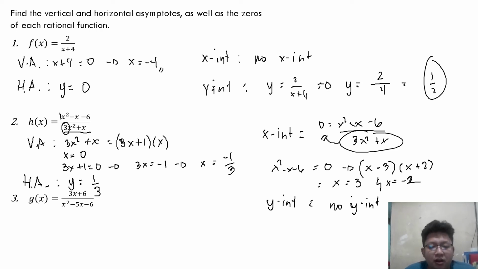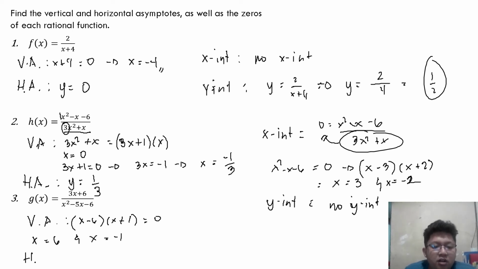Next naman. For number 3, we have another rule. But before we discuss that, let's find first the vertical asymptote. So, we have here x squared minus 5x minus 6. So, we need to factor, right? So, factor muna natin. It's x minus 6 times x plus 1 equals 0. So, therefore, we have x equals 6 and x equals negative 1 for our vertical asymptotes.